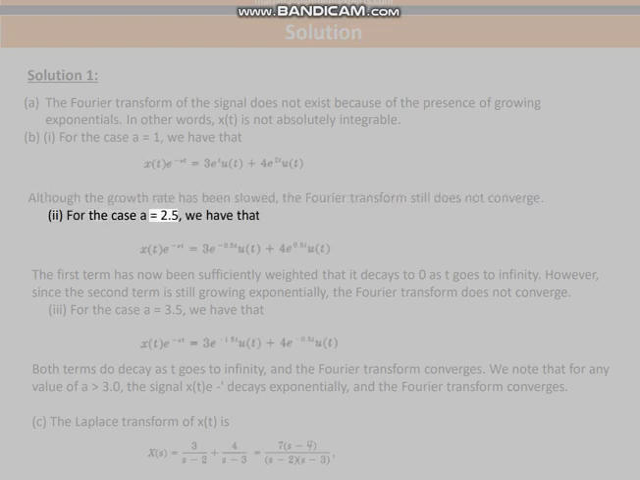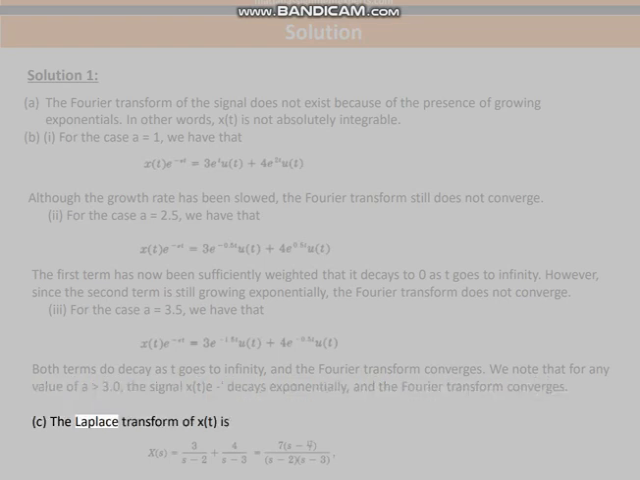2. For the case a equals 2.5, the first term has now been sufficiently weighted that it decays to 0 as t goes to infinity. However, since the second term is still growing exponentially, the Fourier transform does not converge. 3. For the case a equals 3.5, both terms do decay as t goes to infinity, and the Fourier transform converges. We note that for any value of a greater than 3.0, the signal x(t)e^(-at) decays exponentially, and the Fourier transform converges.